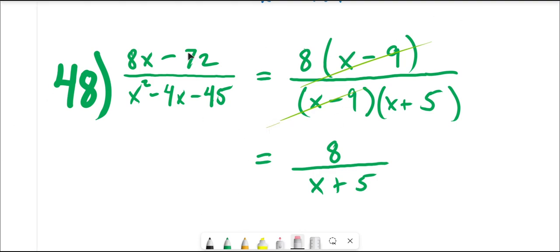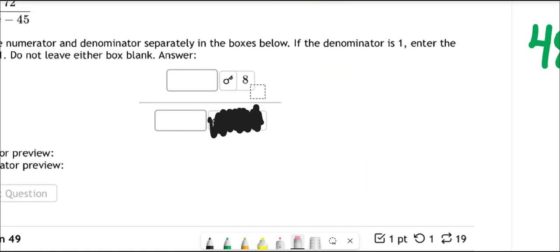If we factor the greatest common factor of 8 out from the top, and we factor the bottom, setting it up with a minus, and then we need a plus. Now factors of 45 with a difference of 4, that's 9 and 5. Then we wind up with two matching x minus 9s. They cancel as long as x isn't 9 itself, and we wind up with 8 over x plus 5. Our numerator is 8, our denominator is x plus 5.